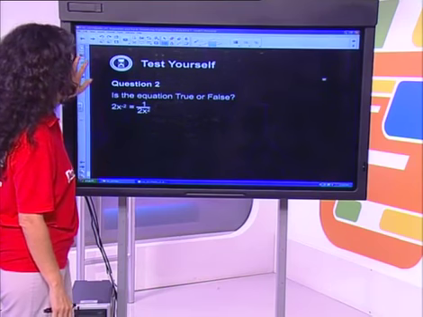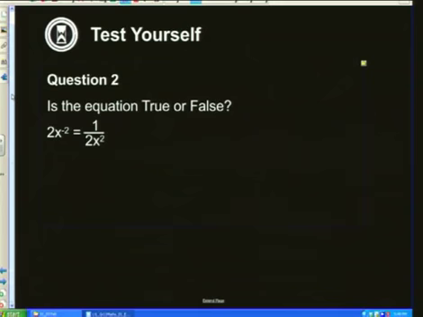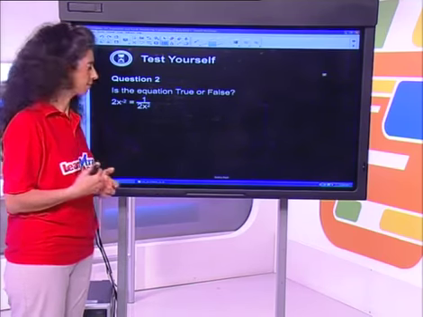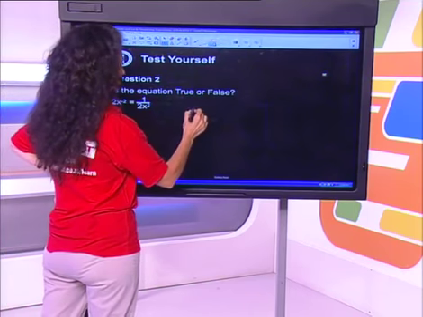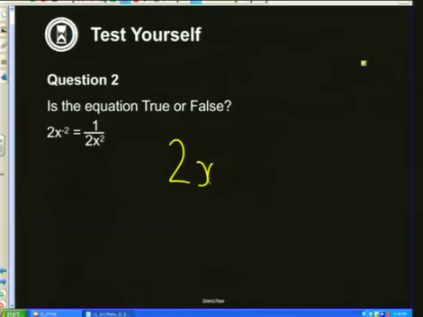Right, another true or false. Is 2x to the power of negative 2 the same as 1 over 2x squared? Do you agree with that, grade 11s? Would you say it's true? Would you say it's false? Well, we need to write this a little bit larger so we can see what we're talking about. 2x to the negative 2. My question is, this exponent, where does it belong? Does it belong to the x or does it belong to the 2?